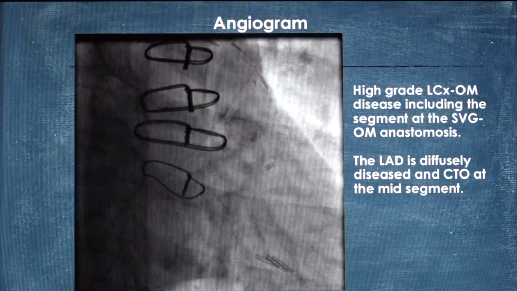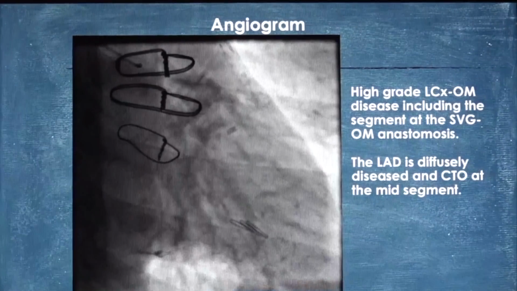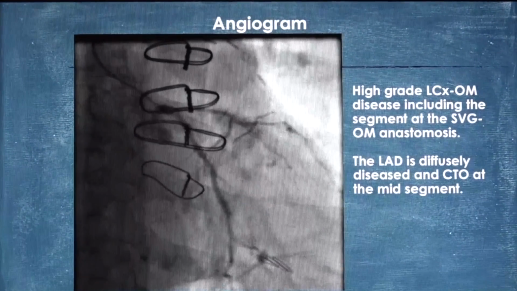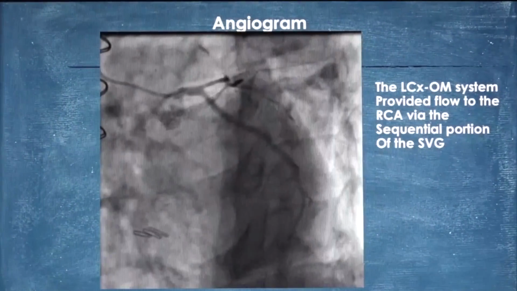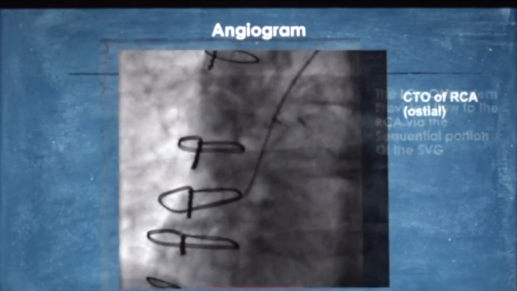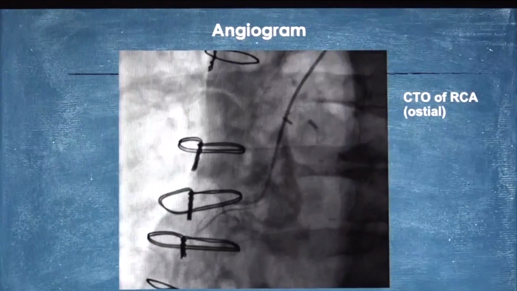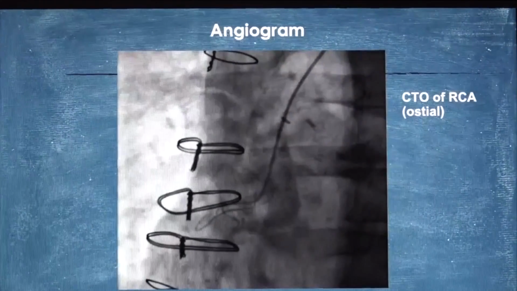So here is his angiogram. You can see that he has high-grade circumflex OM disease, including the segment of the SVG to OM anastomosis. The LAD has diffuse disease and is a CTO at the mid-segment. Here you can see that the circ-OM system provided flow to the RCA via the sequential portion of the SVG. The right coronary artery is occluded at the ostium.